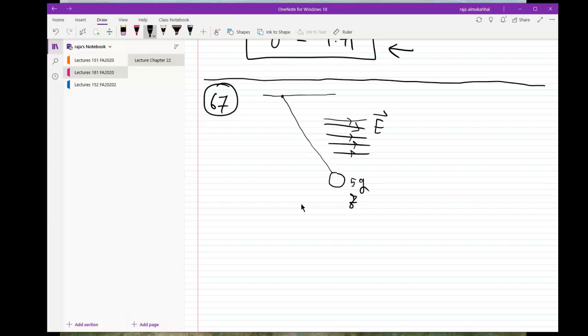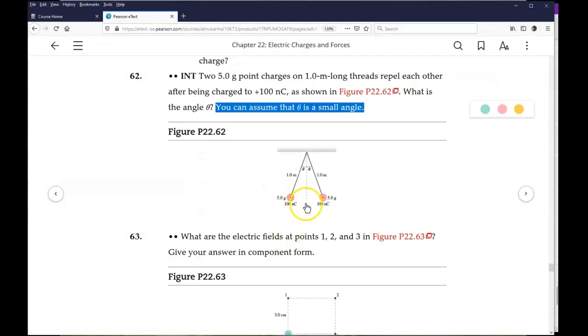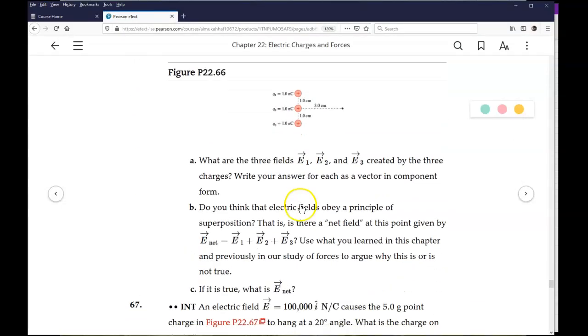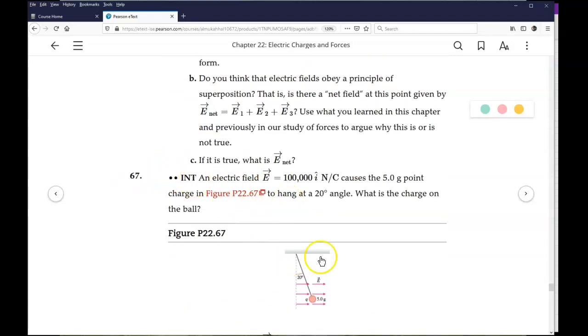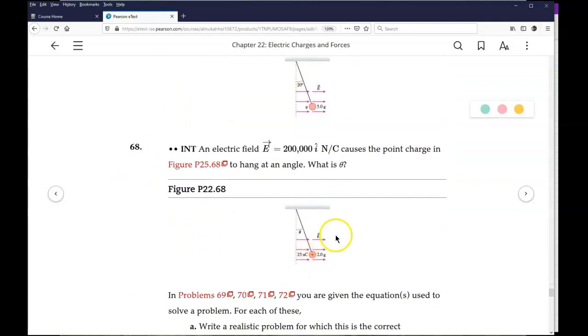Okay, and he says, oh, sorry, I forgot that we have the problem here. Let me scroll down to it. Number 67. Number 67 right here, and here is a picture. This is 68. As you can see, they're very similar, where here Q is not given to you, but theta is given. Here, theta is not given, but Q is given. See what I'm saying? They're both equivalent, though.